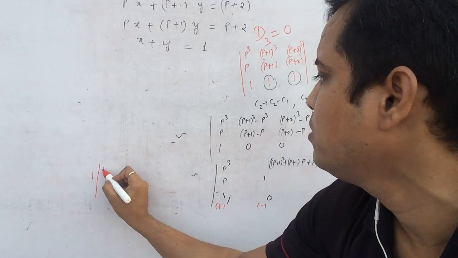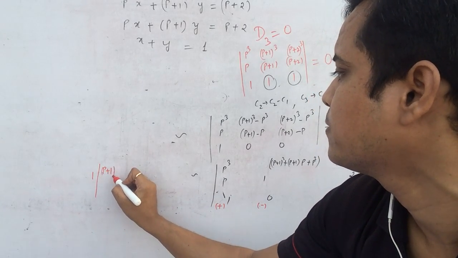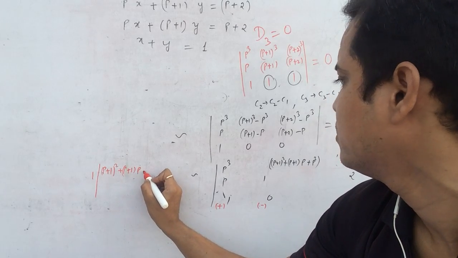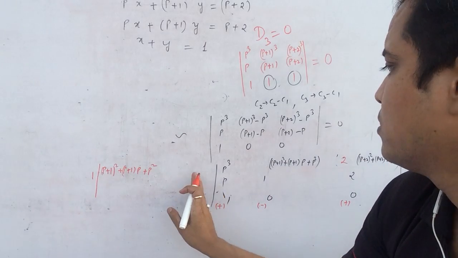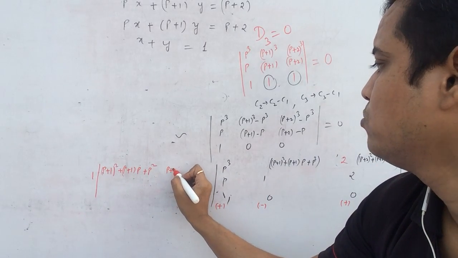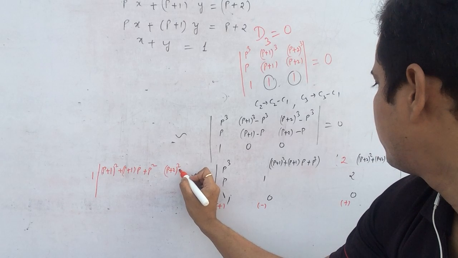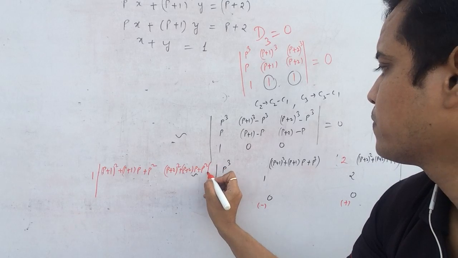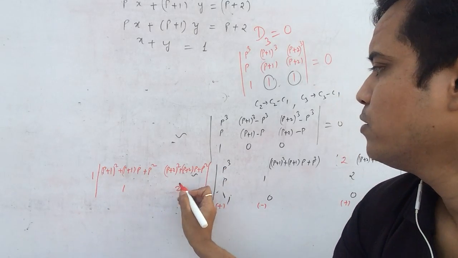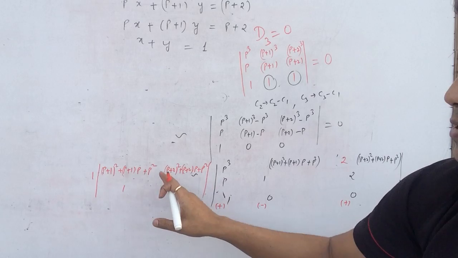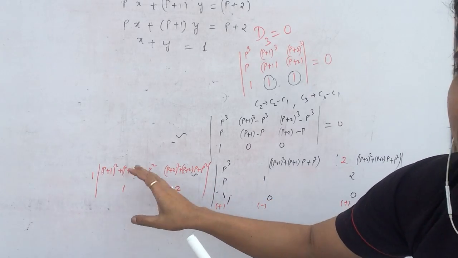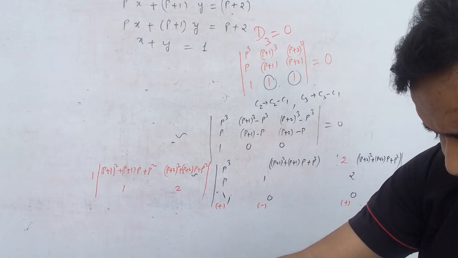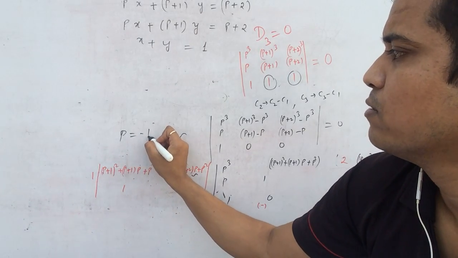What would you get? P plus 1 whole square plus P plus 1 into P plus P square, and this whole P plus 2 whole square plus P plus 2P, plus P square, and 1 and 2. You need to simplify this first before solving, first simplify in the rough. After that put the value and have the solution also. You get P equal to minus 1. When you solve this, you will get P equal to minus 1.